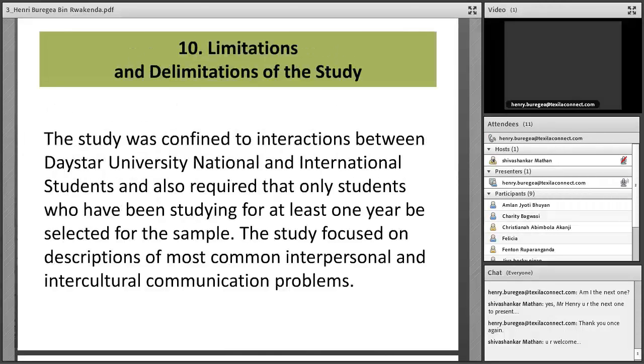The study was confined to interaction between national students and international students, and also required that only students who have been studying for at least 1 year be part of the sample. This was to make sure that people had enough time to interact so that their opinion would be very significant to this study.